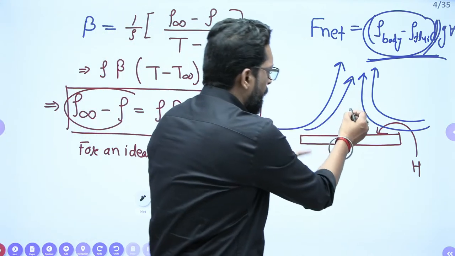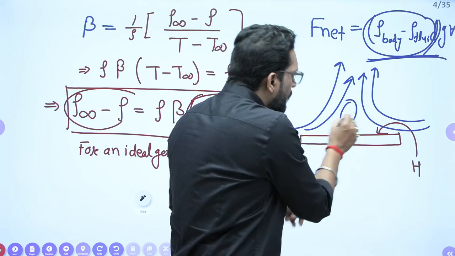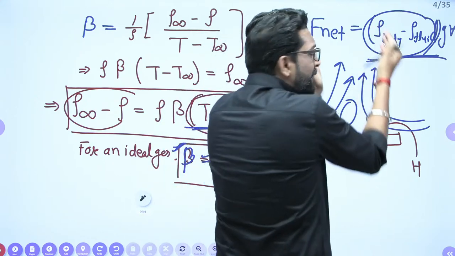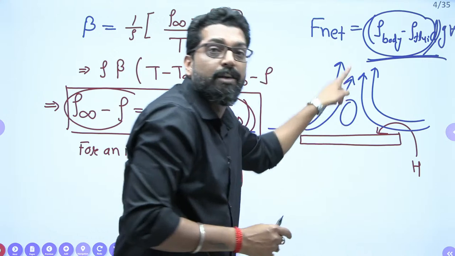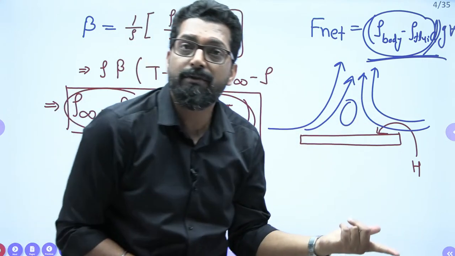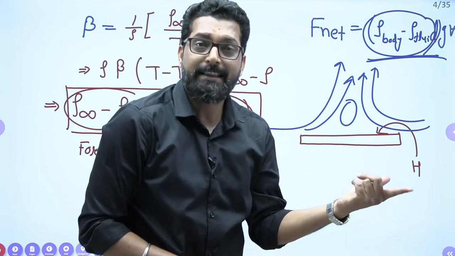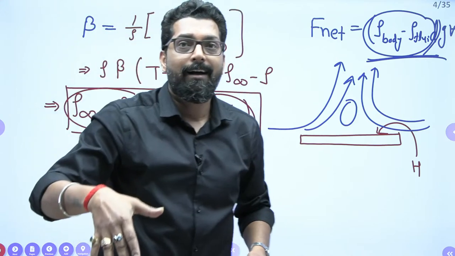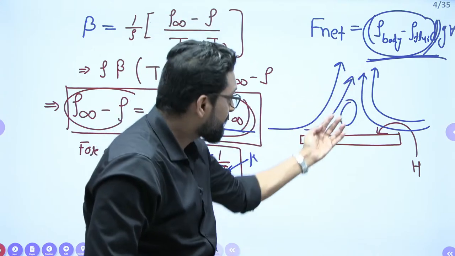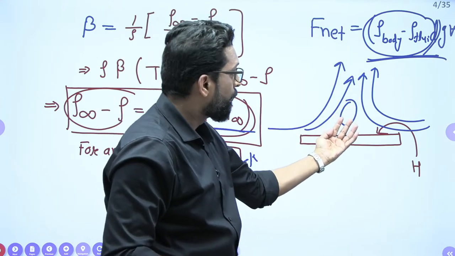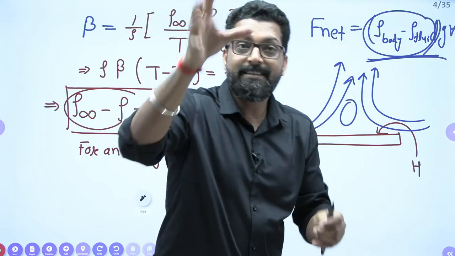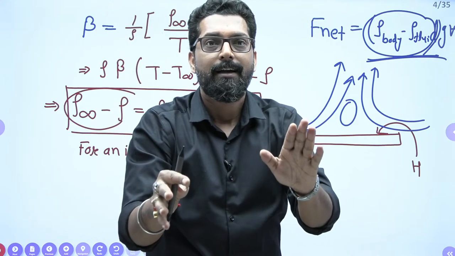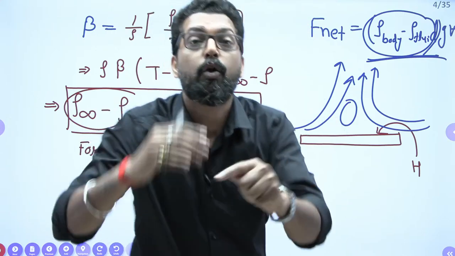There is a fluid, and let's suppose this fluid will try to move in the upward direction. So there must be a buoyancy force, and in that fluid there must be a viscous force. Higher is the viscosity, lower is the inertia. That means if there is a high viscous fluid, its motion, its inertia, is guided by the viscosity. Higher viscosity, lower velocity.